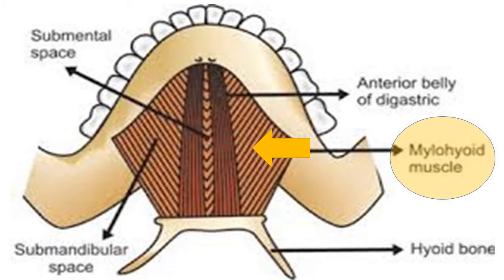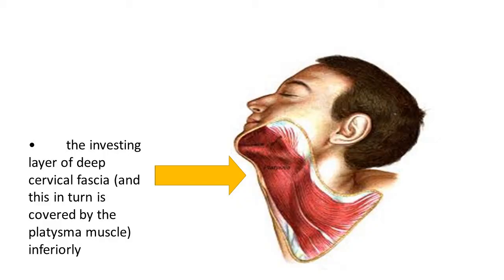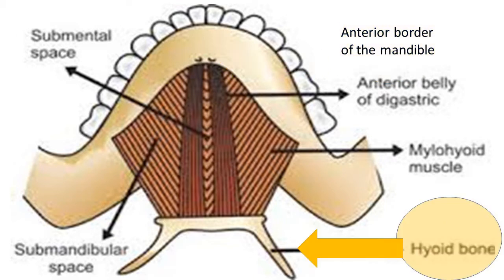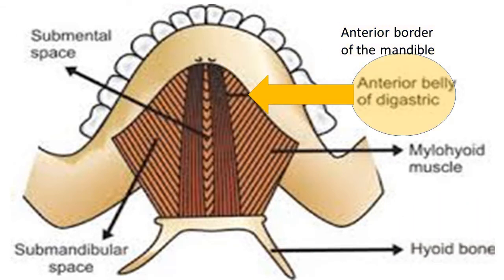Anatomic boundaries. The boundaries of the submental space are: the mylohyoid muscles superiorly, the investing layer of deep cervical fascia, and this in turn is covered by the platysma muscle, inferiorly, the inferior border of the mandible anteriorly, the hyoid bone posteriorly, the anterior bellies of the digastric muscles laterally.